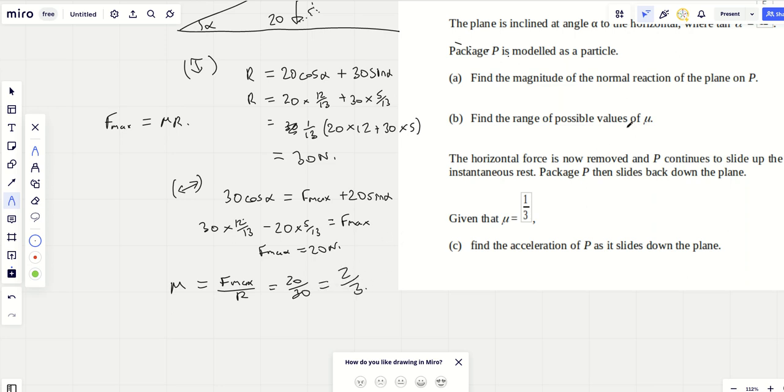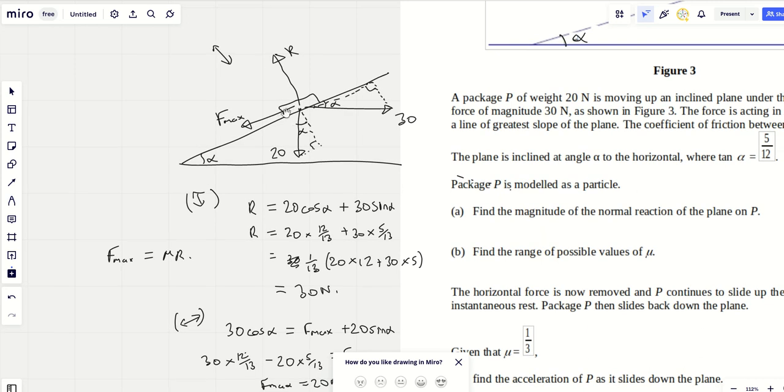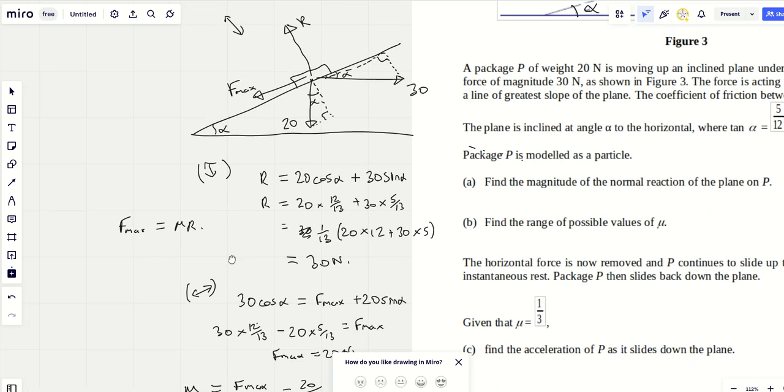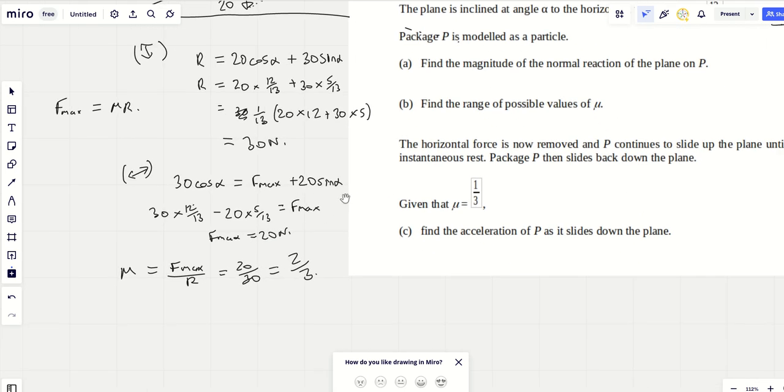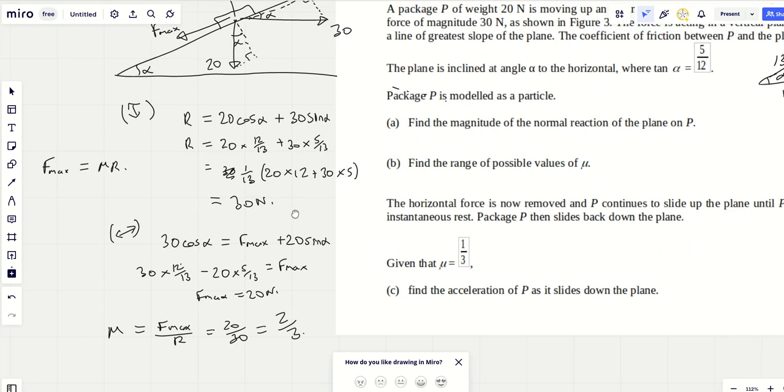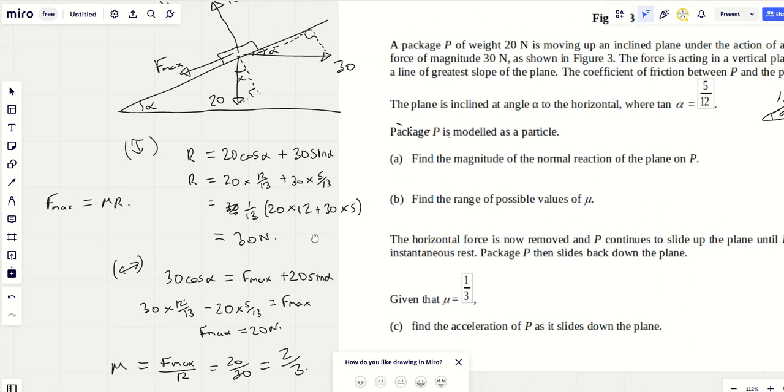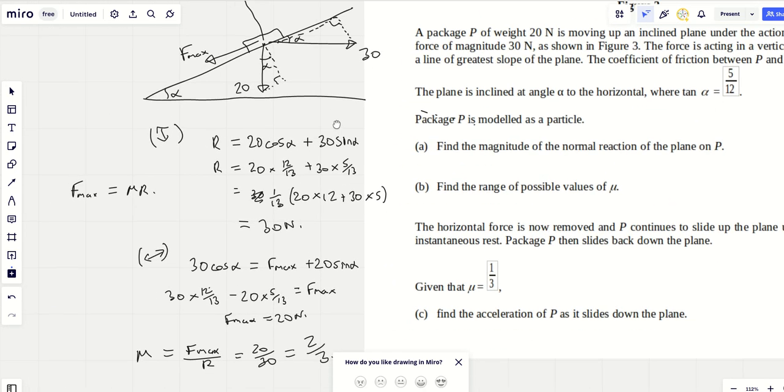Now, why are they saying range of possible values of mu? Well, remember, the bigger mu is, the rougher the surface is. And so provided mu is less than or equal to 2/3, we're going to have motion up the slope. Otherwise, we wouldn't have had this balance. We've assumed here that it's in limiting equilibrium, that the forces are balanced.